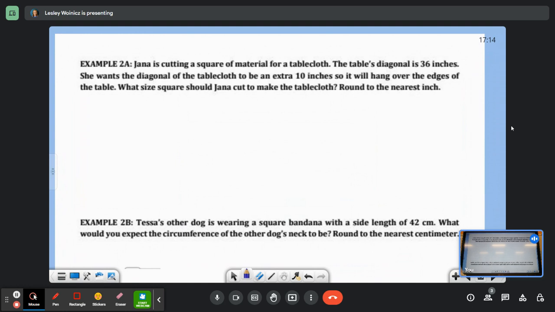Jana is cutting a square of material for a tablecloth. So I already know that I'm going to need a square.